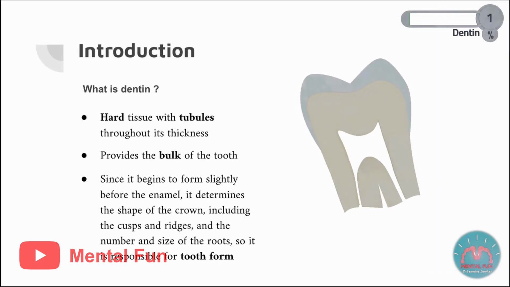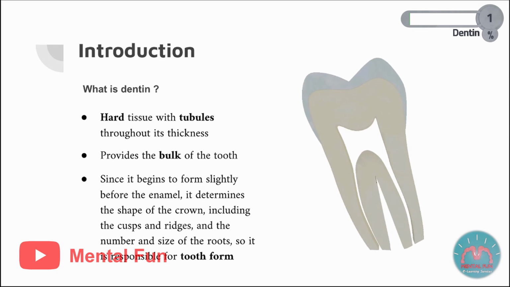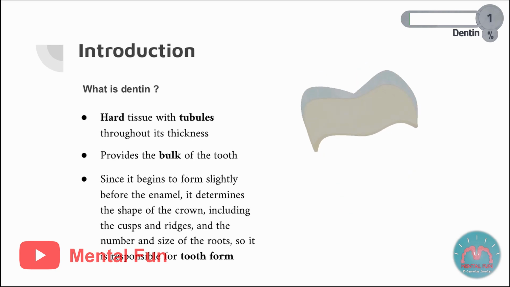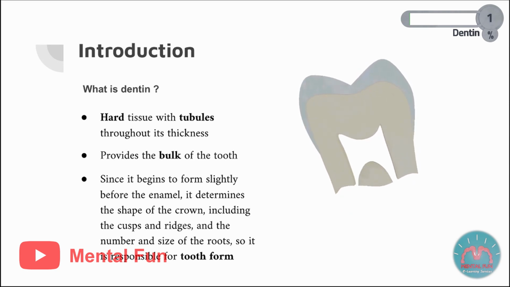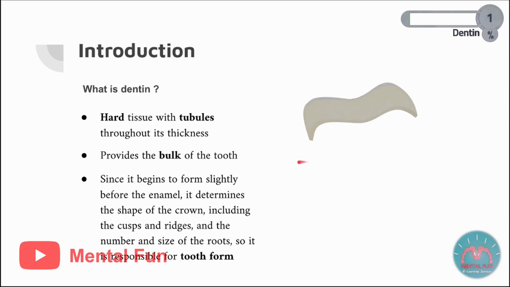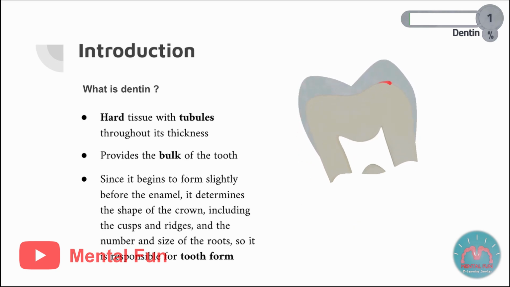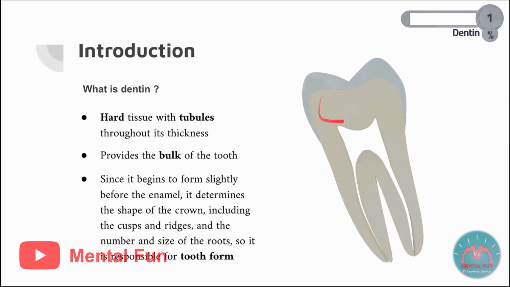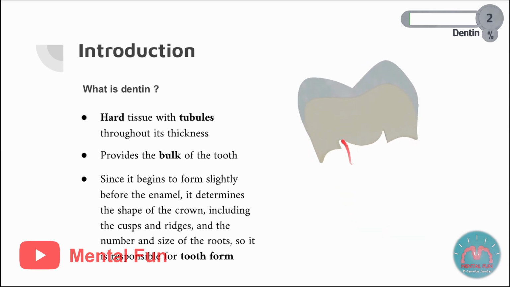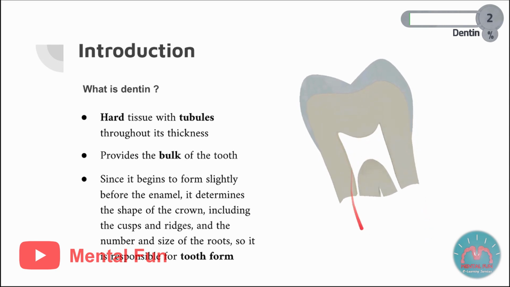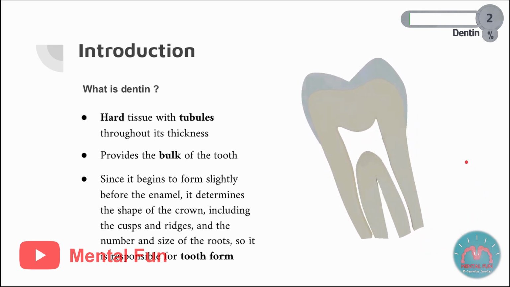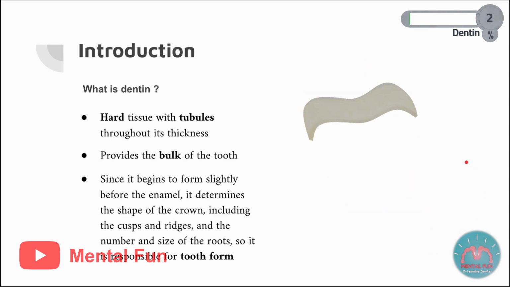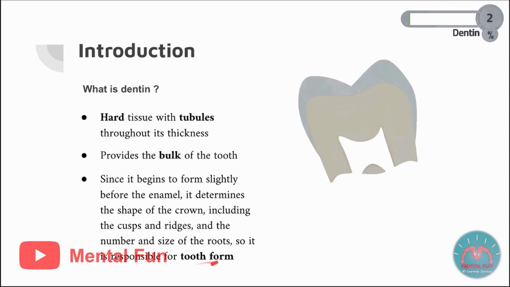Since dentin begins to form slightly before enamel, it determines the shape of the cusps, ridges and roots. As you can see in this animation, it starts to form slightly before enamel. So it determines the shape of the cusps and ridges and the shape and number of roots, as you can see. So it is responsible for tooth form.